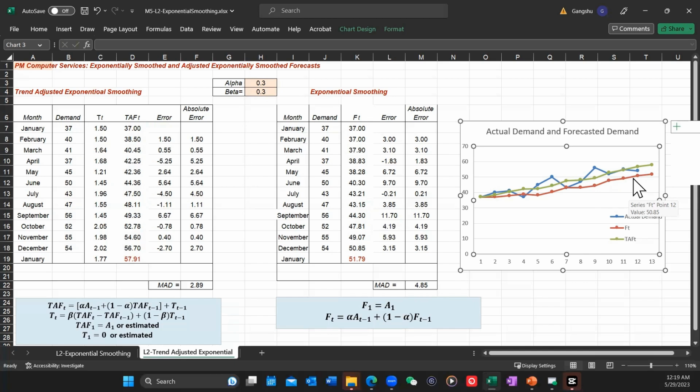Okay, this demonstrates how to use Excel to run exponential smoothing and trend-adjusted exponential smoothing forecasting.